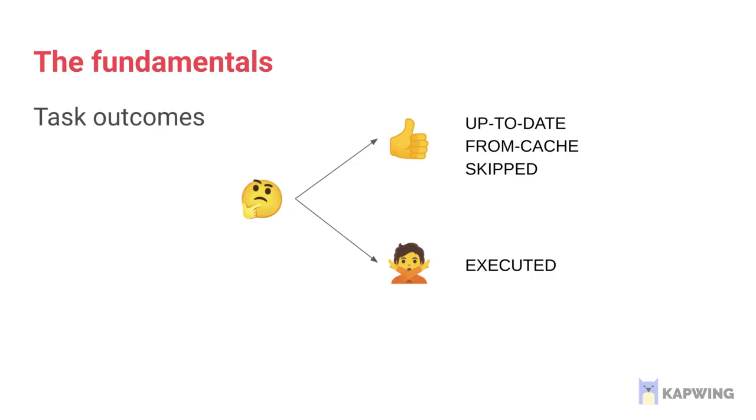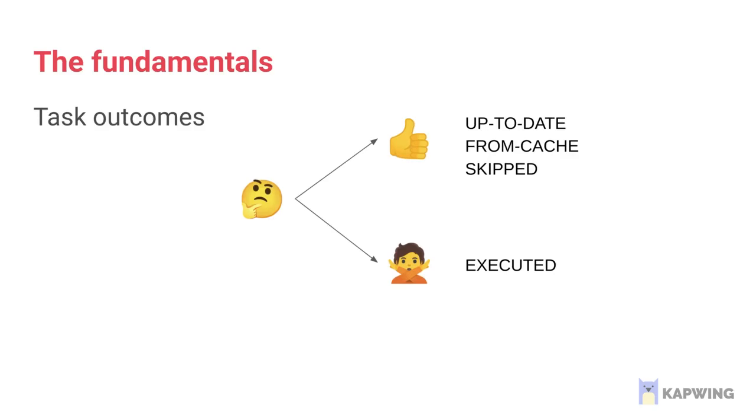For our purposes, the good ones are up to date, from cache, and skipped. The bad one is executed. Sometimes this just shows up as a blank task outcome too. If you see a good outcome printed next to a task, that means Gradle checked the inputs and outputs and found that nothing changed since the last time it built, and it was able to reuse the same results without doing any work. If you see a bad outcome next to a task, that means Gradle actually did some work, and doing work takes time.